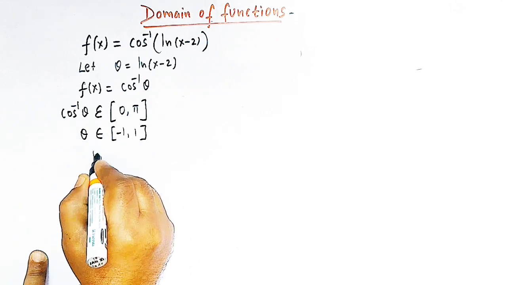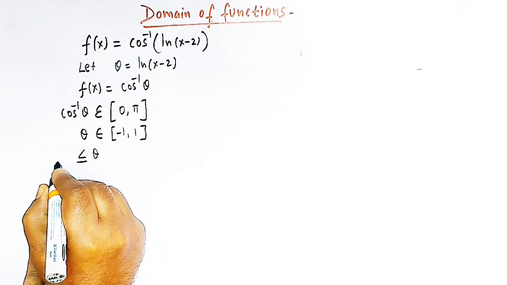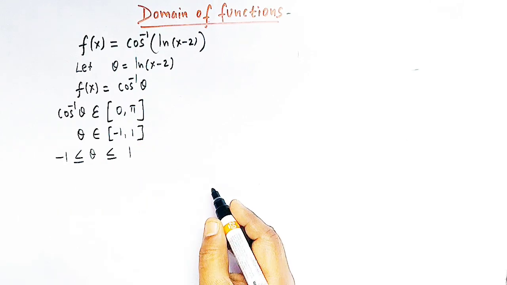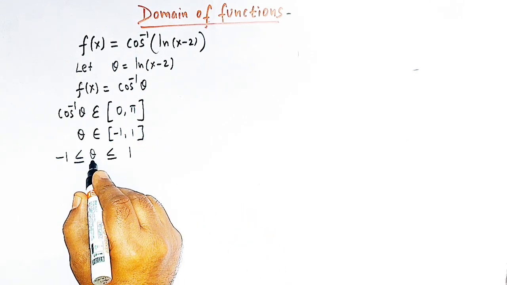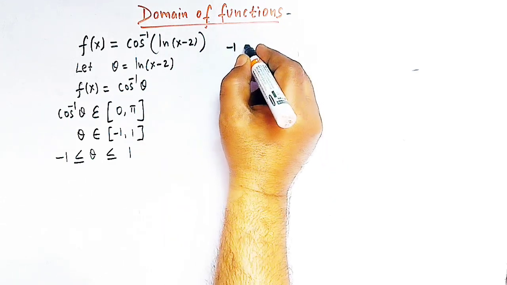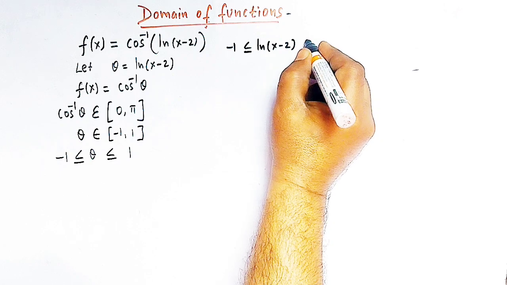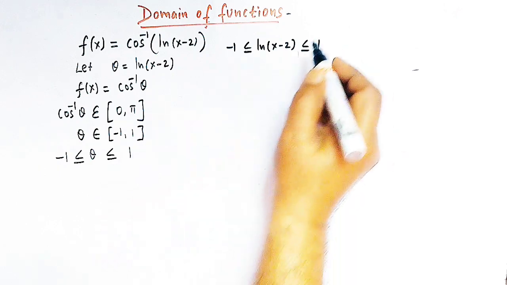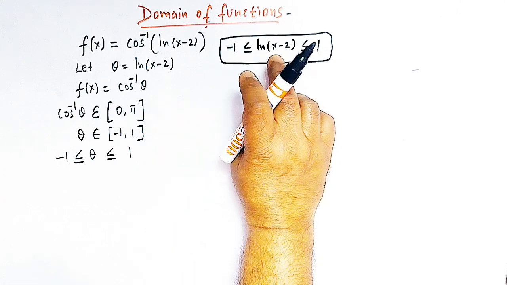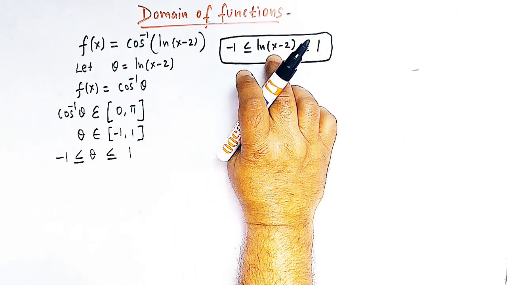So we can also write this expression as theta greater than or equal to minus 1 and less than or equal to 1. So now we can replace this theta by natural log of x minus 2. So here we have minus 1, then natural log of x minus 2, and here we have 1. So now we have this inequality, right?